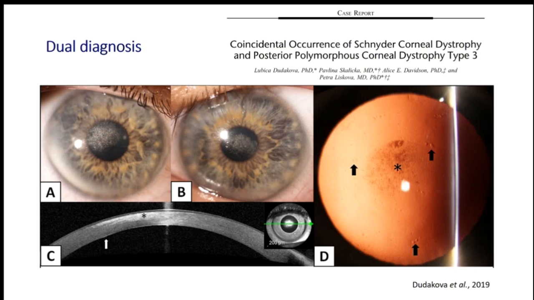And the last case shows a very difficult patient who actually had a dual diagnosis. By performing molecular genetic testing, we were able to prove that he has posterior polymorphous corneal dystrophy type 3, in addition to Snyder corneal dystrophy. I guess because both of these disorders are very, very rare, the chances to win the lottery are probably higher compared to having 2 different rare corneal dystrophies.